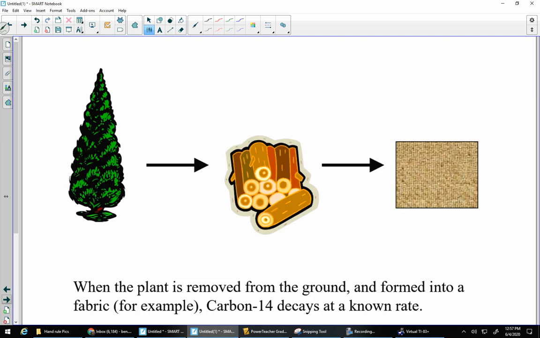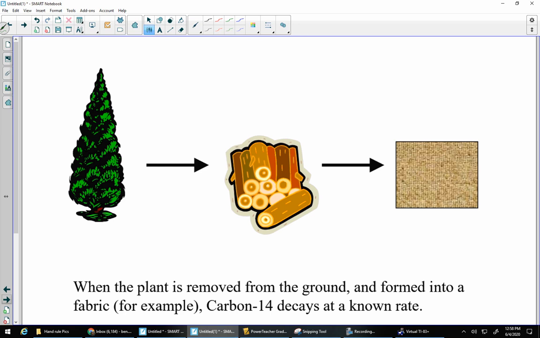Now, that tree, as it's living, has the same amount of carbon in it. 1 trillion to 1 is the ratio. Let's say a deer eats part of that tree or some of the grass, or a cow eats some of the grass. The cow now has that 1 trillion to 1 ratio, and that's a fairly common ratio for pretty much all living things.